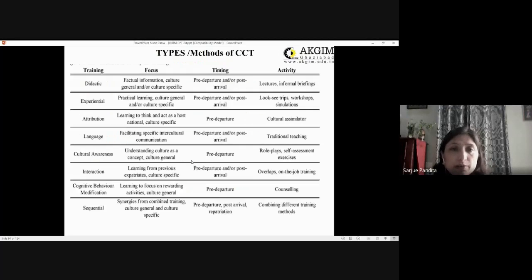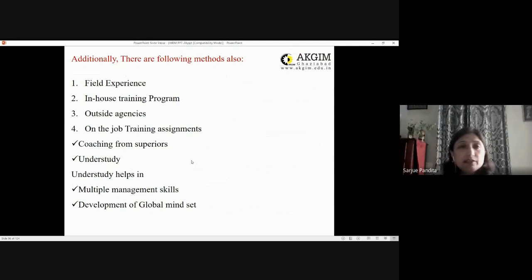On the basis of this evaluation, you are going to conclude whether your CCT was actually up to the mark or not. Additionally, you can also have field experience, that means look-see visits, and in-house training programs wherein you can use simulators. Then outside agencies, wherein you hire or outsource your training programs, and a consultant or trainer from outside trains you on that particular aspect.